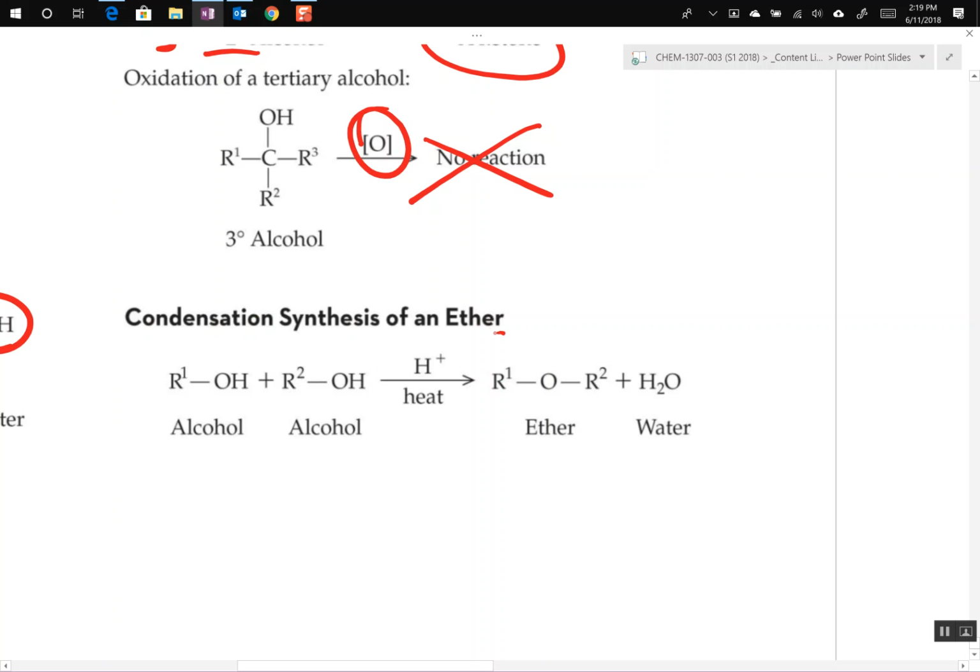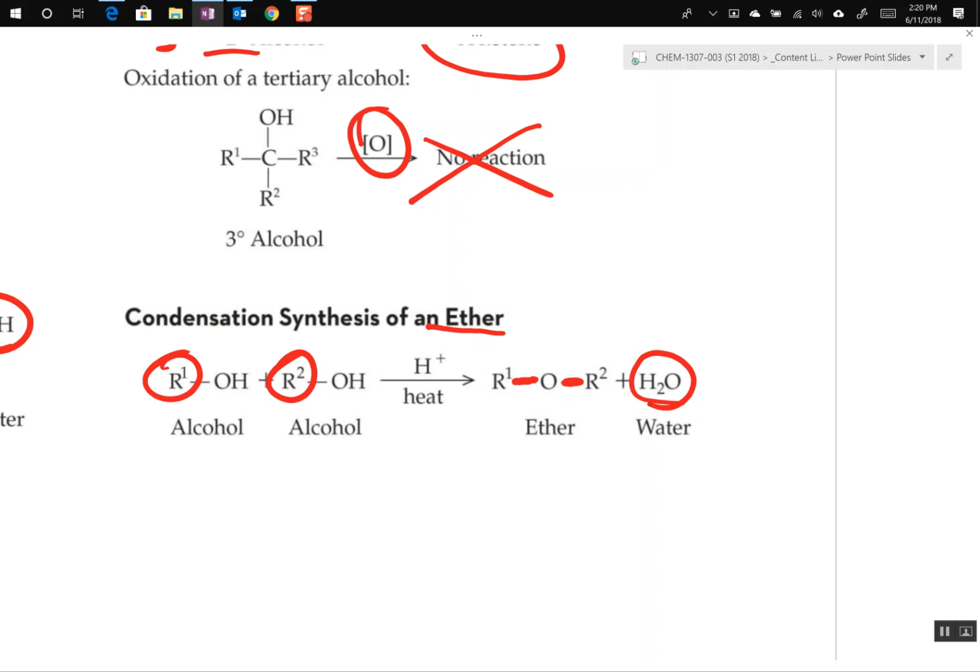So the synthesis of an ether. Ether is where the oxygen is embedded into the carbon chain. Instead of being on the outside of the carbon chain, it's part of the chain. Okay, and with that, I would have two different alcohols, alcohol R1, alcohol R2, and as those two alcohols react, you stick the R group on either side of the oxygen, and then you have water produced as well, coming off.